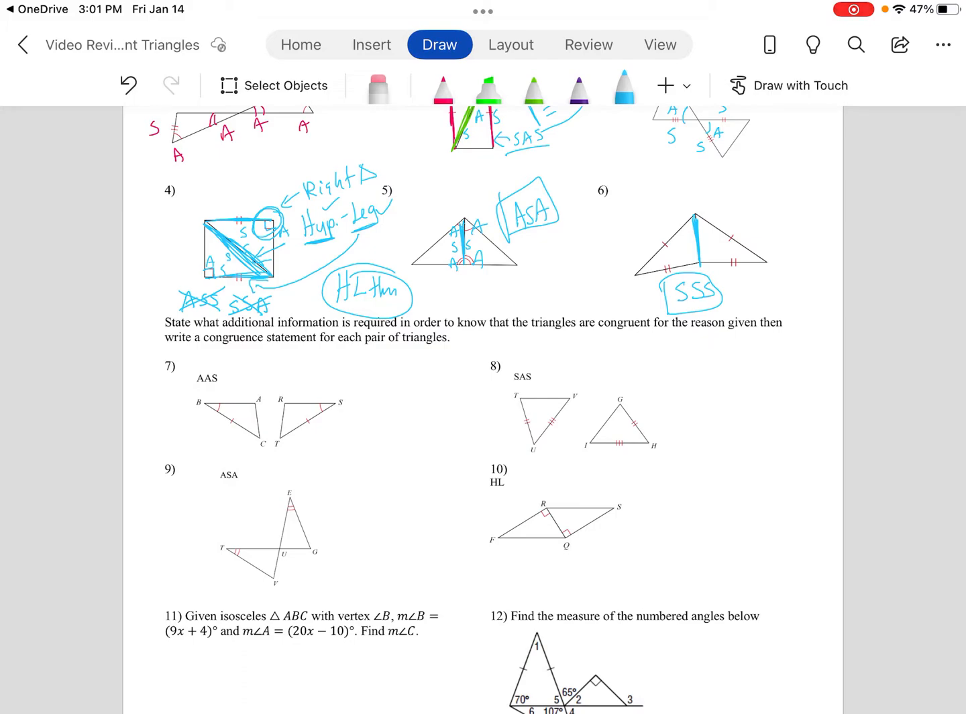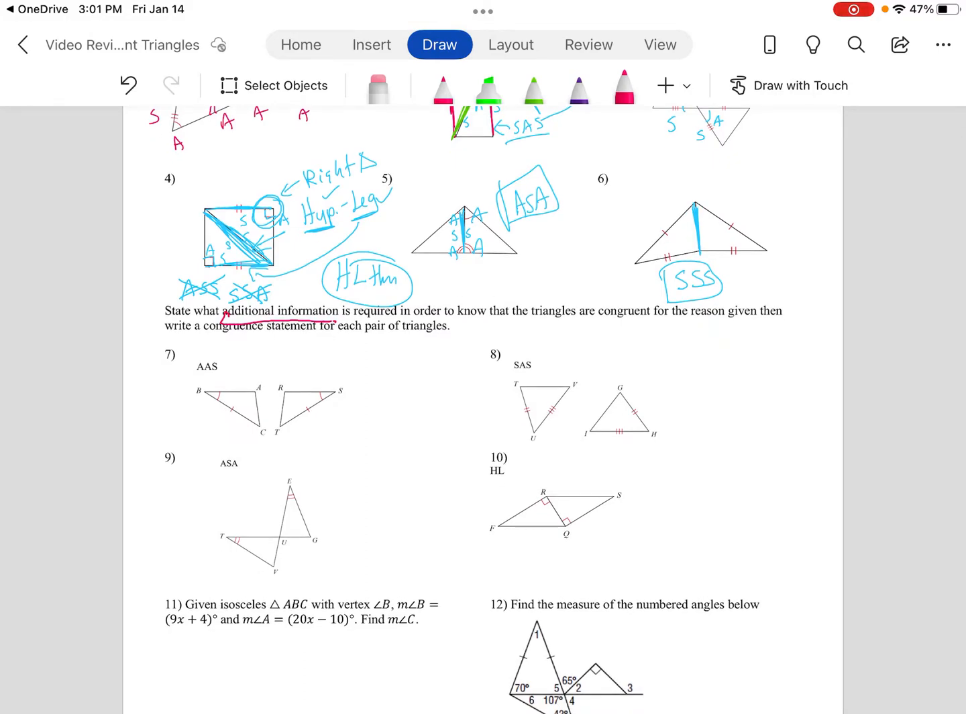For this next thing, it says, state what additional information is required in order to know the triangles are congruent. So for the first triangle here, we have two sides, we have an angle and an angle. Since they're not connected at all, there's nothing else I can conclude. And so this is looking for angle, angle, side. So in order for this to be angle, angle, side, I would have to know that angle A is congruent to angle R. Otherwise, if you see the C and T, that would be angle, side, angle.